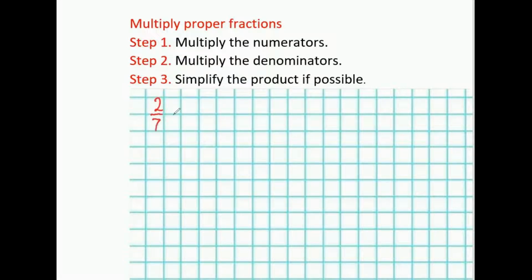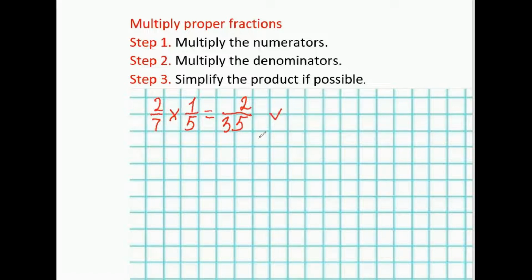2/7 times 1/5. Step number 1, multiply the numerators. 2 multiplied by 1, you get a 2. Step number 2, multiply the denominators. 7 times 5, you get a 35. Step number 3, simplify the product if possible. It's not possible to simplify, so that will be the final answer.